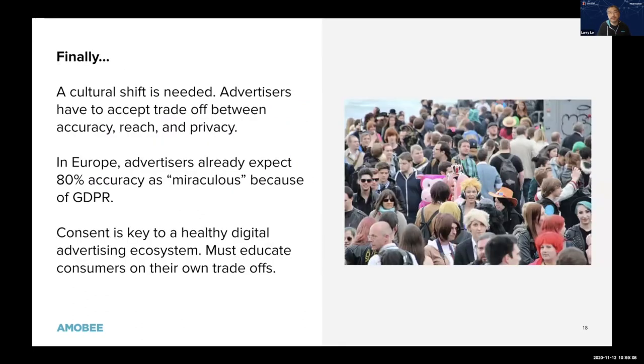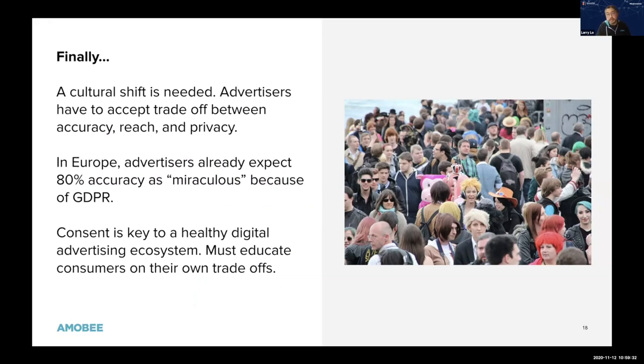And then the last thing is there has to be a cultural shift, right? Advertisers have to accept certain trade-offs between accuracy, reach, and privacy. When I talk to European colleagues in other ad tech companies in Europe, the advertisers already expect 80% accuracy as miraculous because of GDPR. So we are a little behind in that, but we need to move forward.